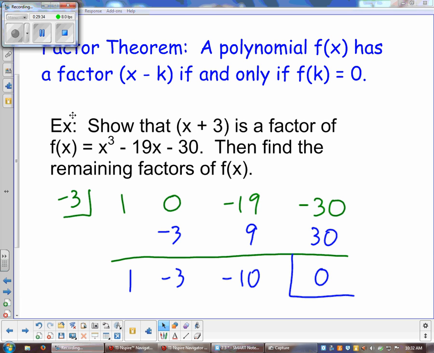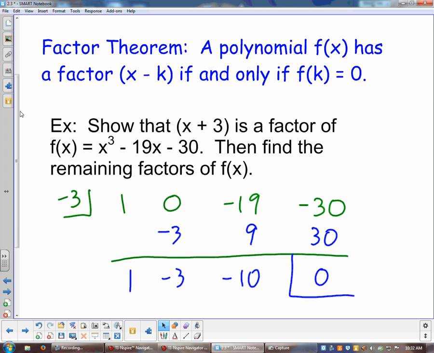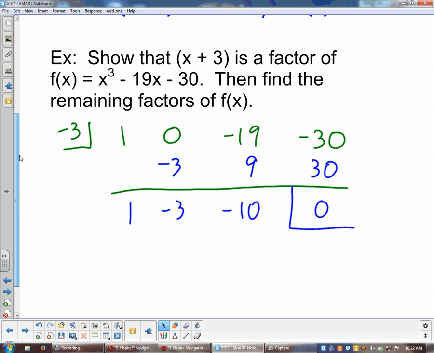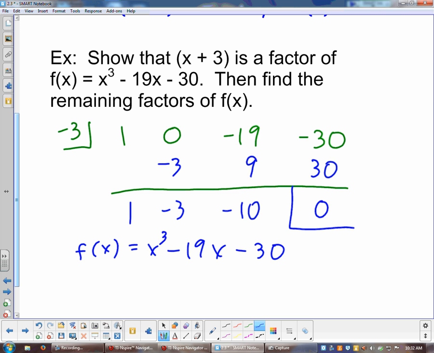Okay, so at this point we do the synthetic division. We do see that we get a 0 for a remainder. So that means that yes, x plus 3 is a factor. So here's what I want you to notice, and this is important. This was our original function, but now that we've discovered we ended up with a 0 for a remainder, I can write this in factored form as, what's one of the factors?